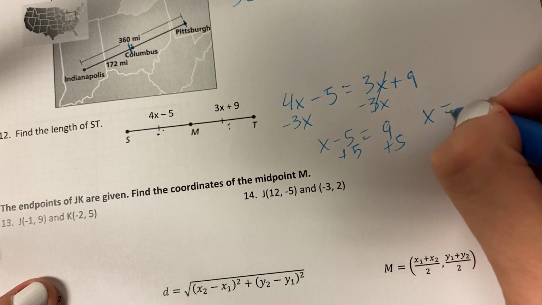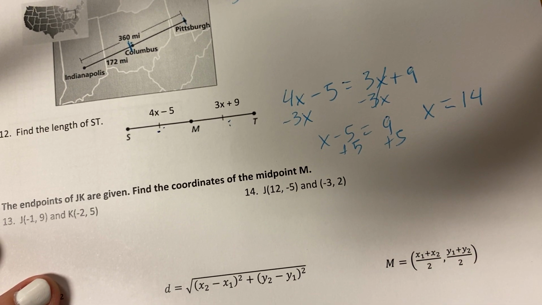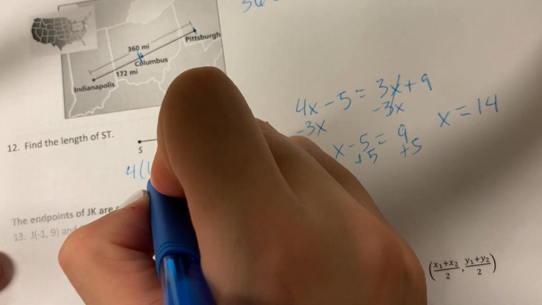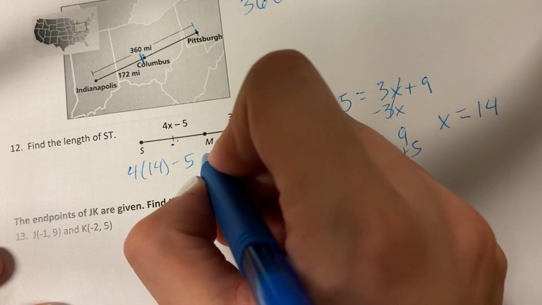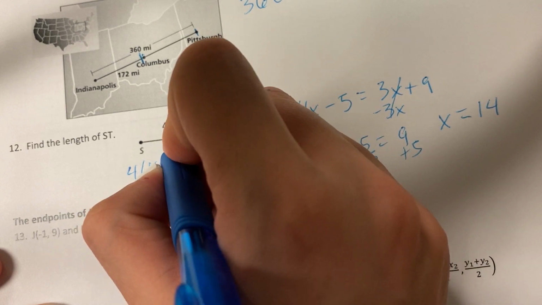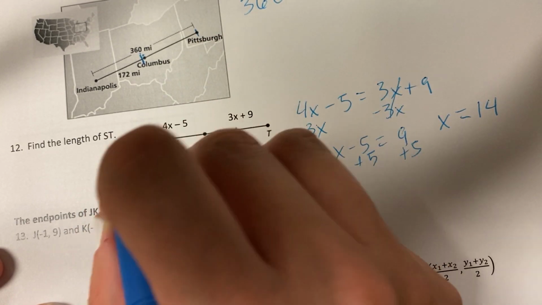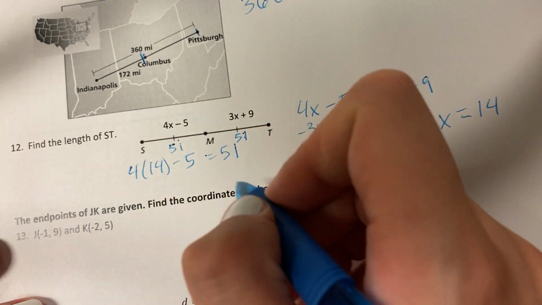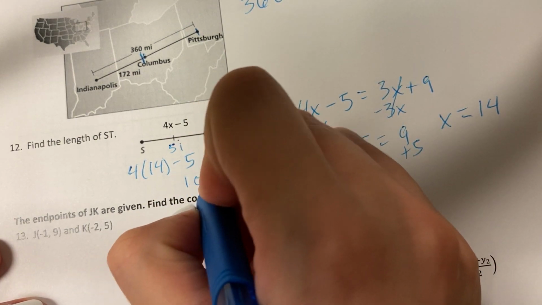So that's x is equal to 14. Then it's just a matter of plugging it back in. So 4 times 14 minus 5 is 51. So if I know this is 51, this also has to be 51. So our answer to ST, the whole distance, would be 51 plus 51, which is 102. So 102 is our length.